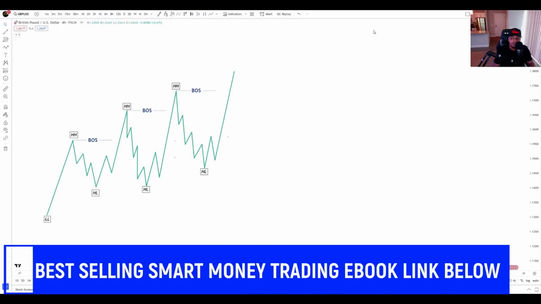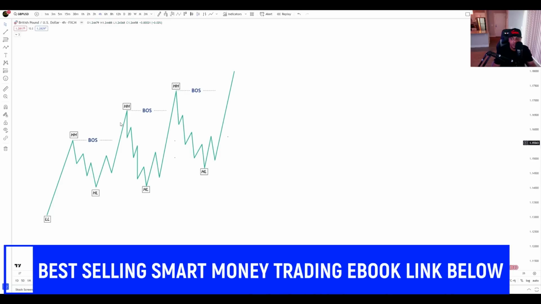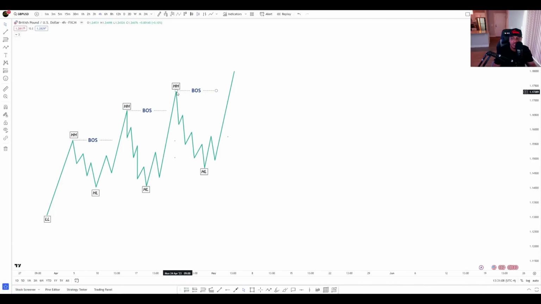Okay? Without wasting much of your time, we're going to start with this illustration and show you guys how it looks on an uptrend, and then we're going to go to a downtrend, and after that we're going to go to the real chart and show you guys how it looks on a real chart.